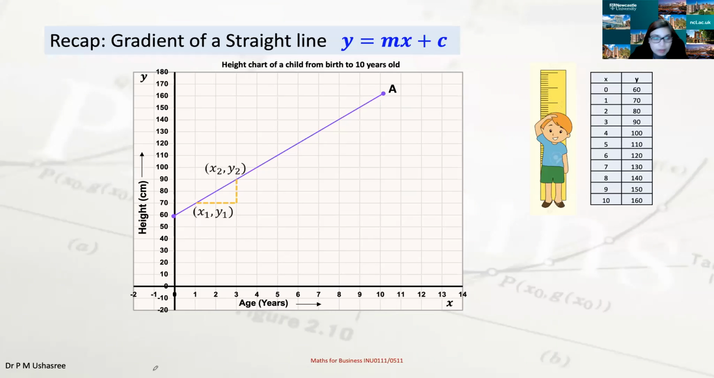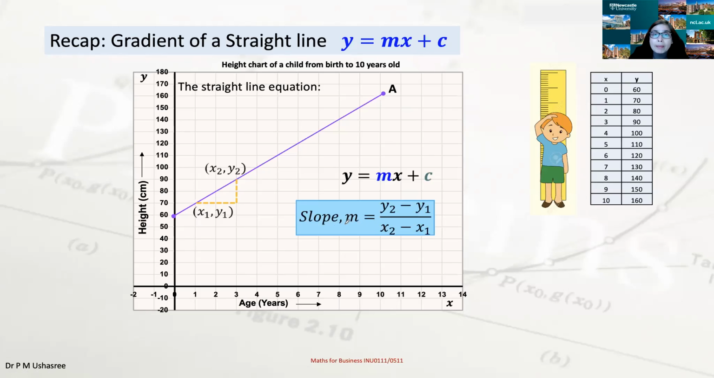And what is the slope given by? The slope is given by m is equal to (y2 minus y1) over (x2 minus x1), yeah? The difference in the y direction over the difference in the x direction. Change in y over change in x, yeah? And the straight line equation is given by y is equal to mx plus c. That's the general equation, isn't it?